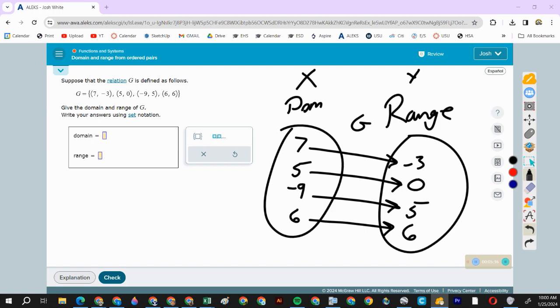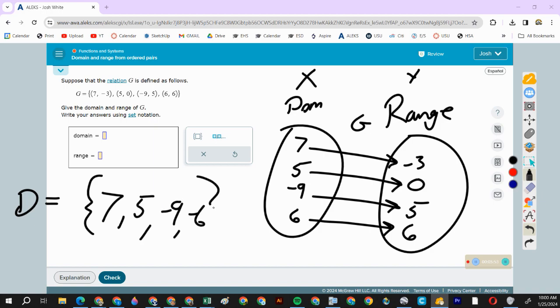Okay? So we need set notation. Whenever our answer includes a list of numbers, we use these funny set brackets. And then we would list for the domain, I would do 7, 5, negative 9, 6, and then close it with the funny brackets. And the range, same brackets, is going to be negative 3, 0, 5, and 6, all separated with commas. That's it.